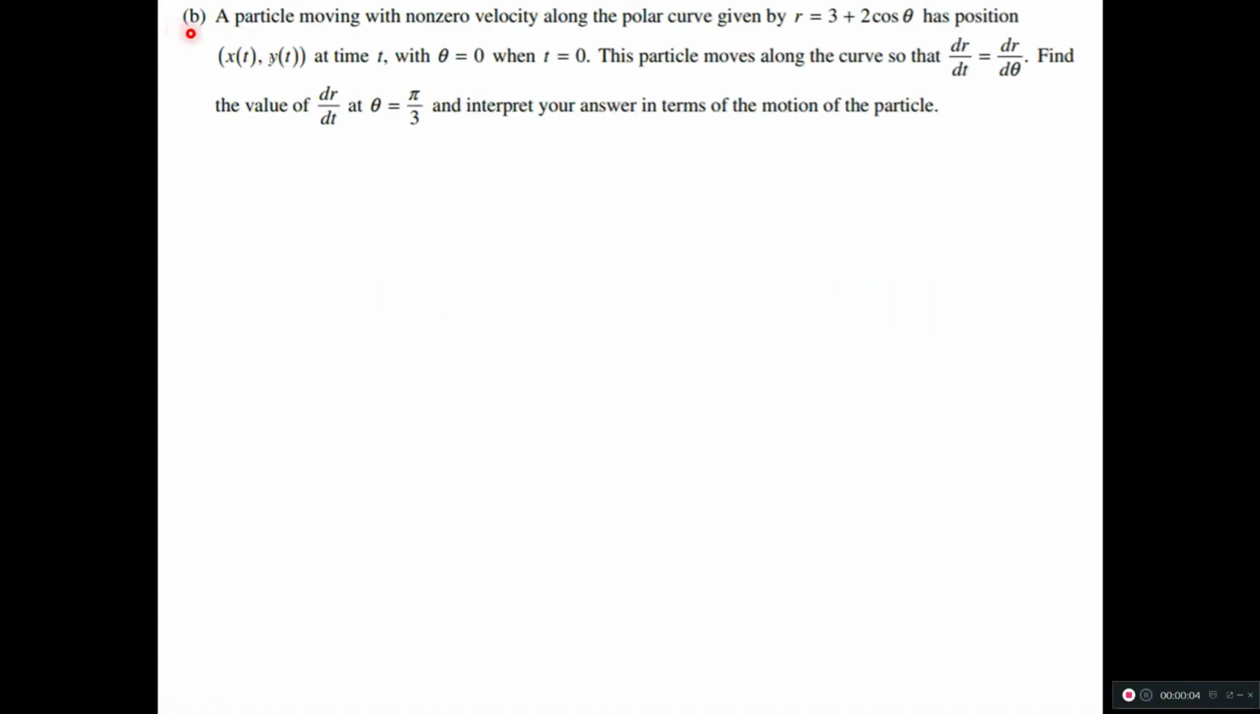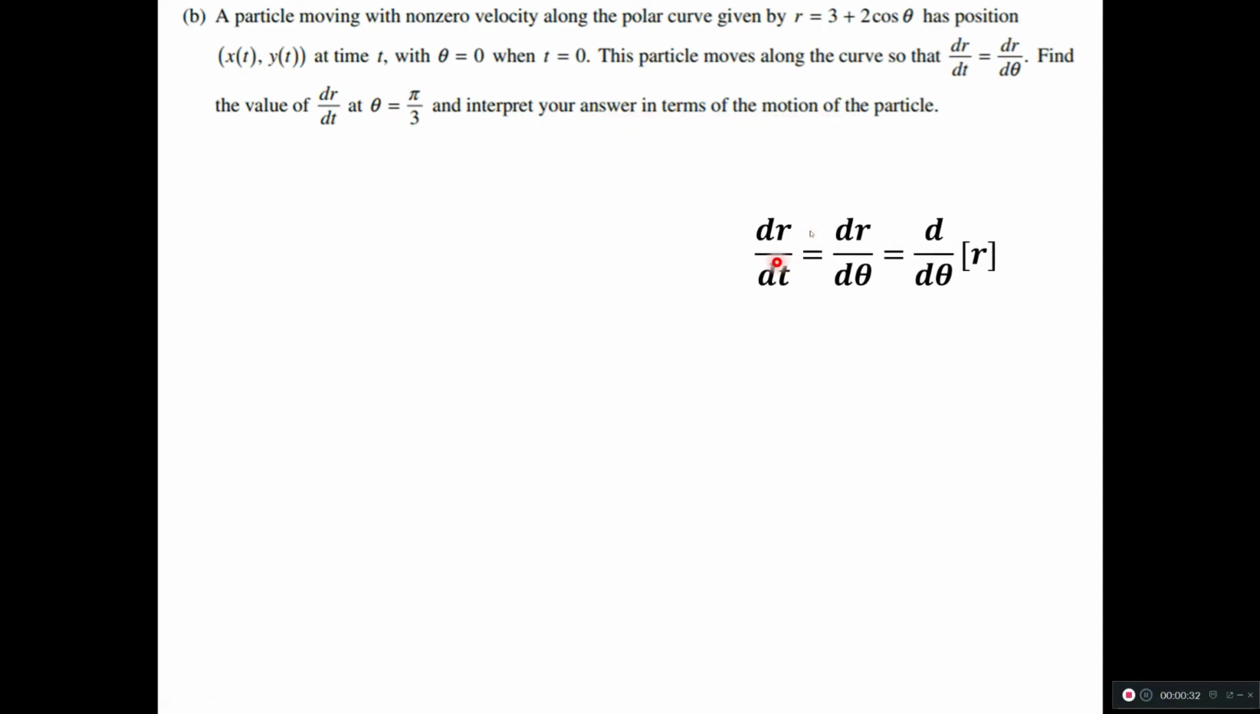Moving on to problem B. A particle moving with non-zero velocity along the polar curve given by r is equal to 3 plus 2 cosine theta has position x of t, y of t at time t, with theta is equal to 0 when t is equal to 0. This particle moves along the curve so that dr over dt is equal to dr over d theta. Find the value of dr over dt at theta is equal to pi over 3 and interpret your answer in terms of the motion of the particle.